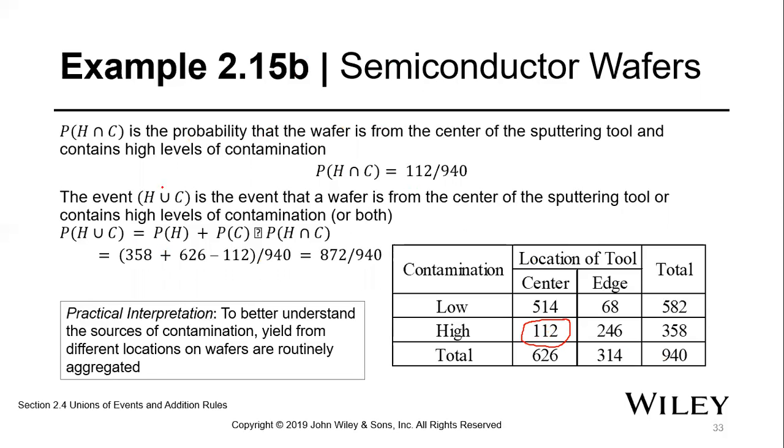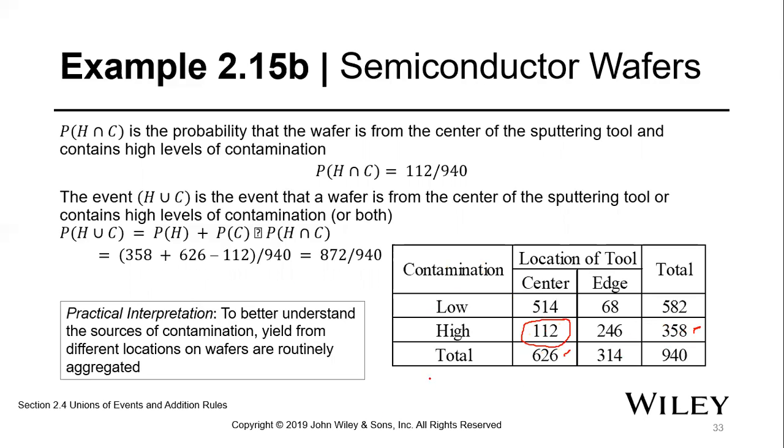So the event H union C is the event that a wafer from the center of the sputtering tool contains high levels of contamination, or both. So H union C would be the probability of high, this part right here, plus the probability of center, so these numbers right here, minus the probability of that 112.